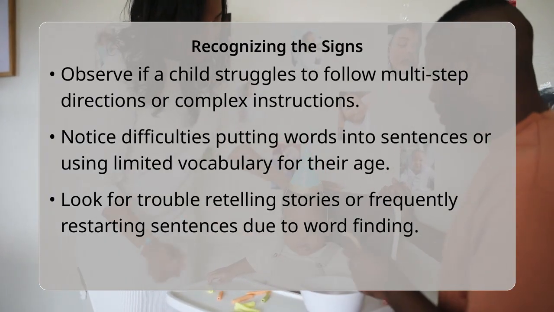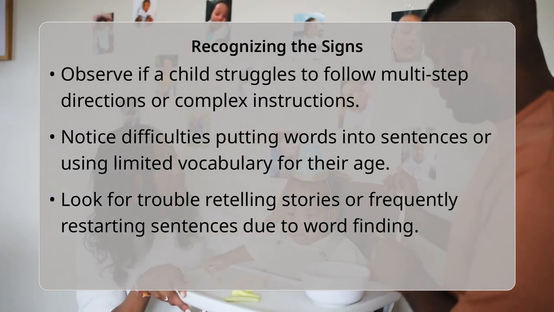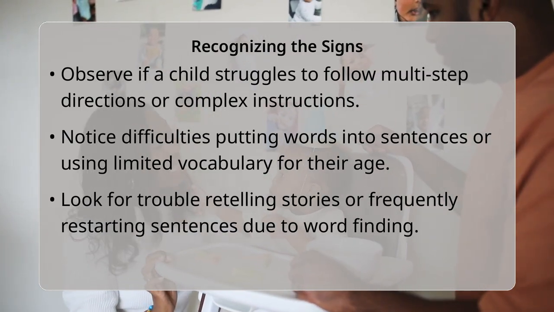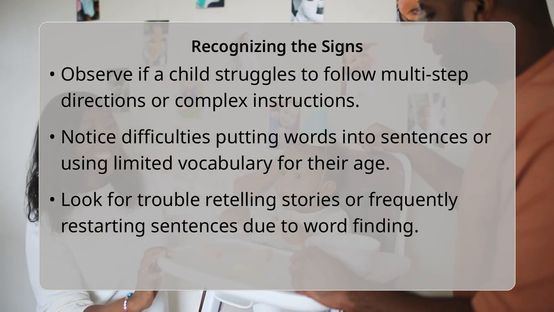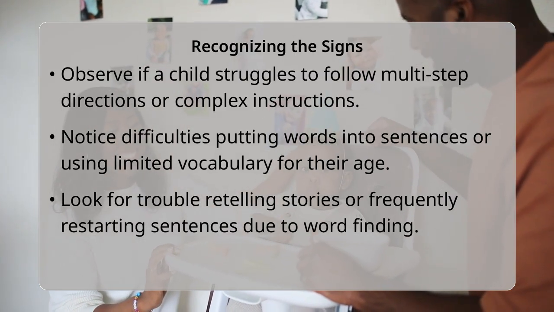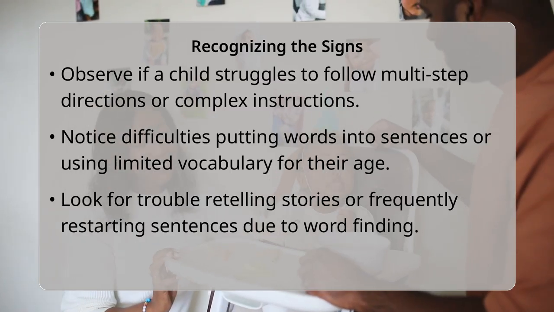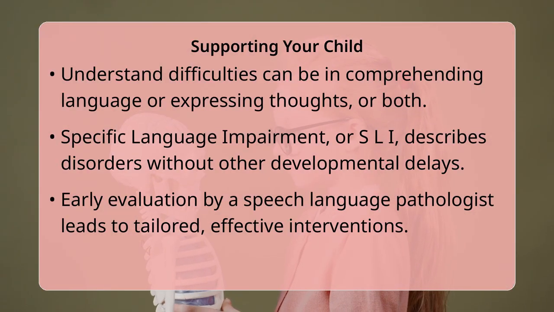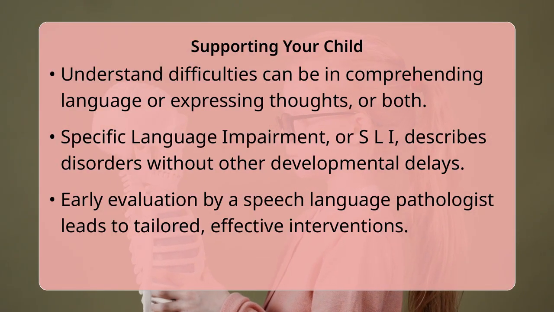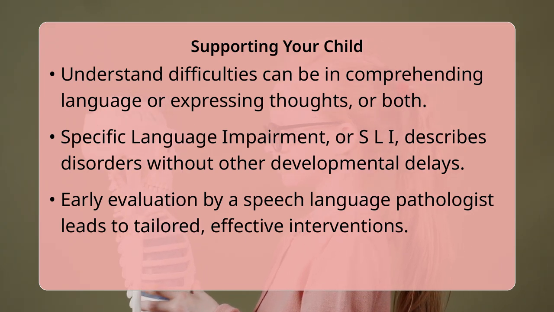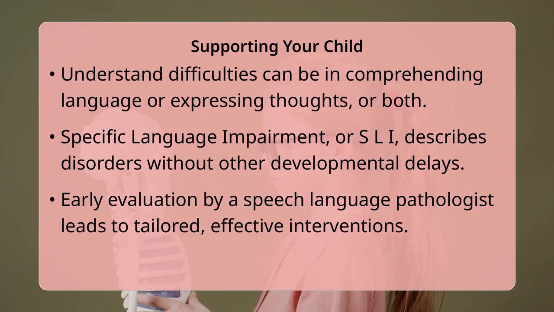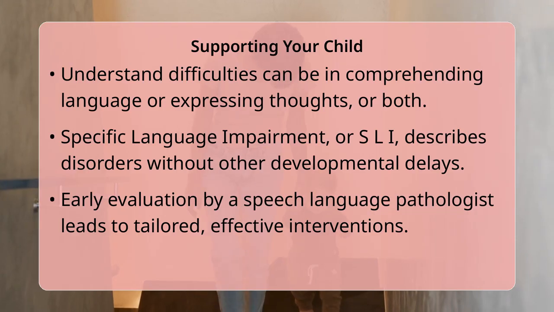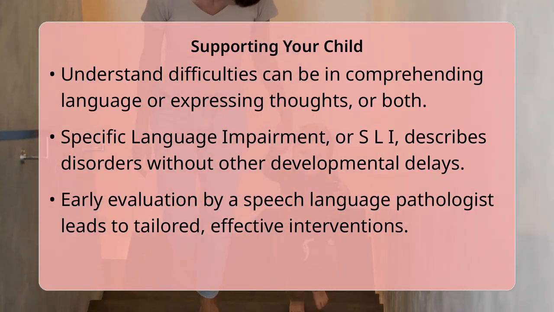One insider detail to understand is the difference between receptive and expressive language. Receptive language refers to a child's ability to understand spoken or written language. Expressive language is their ability to use words, sentences, and gestures to communicate their thoughts. A child can have difficulties in one or both of these areas, and recognizing which one is affected helps guide support. Another important term is specific language impairment, often referred to as SLI, which describes a language disorder that is not associated with other developmental delays or conditions.